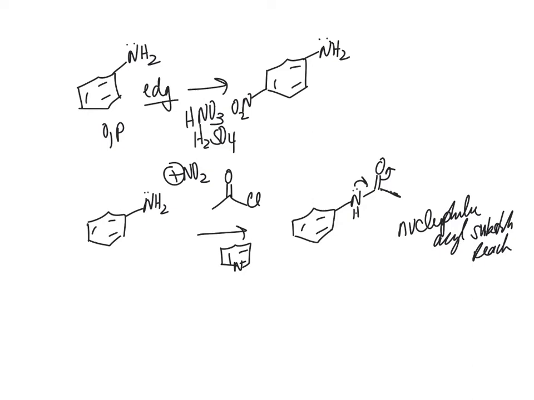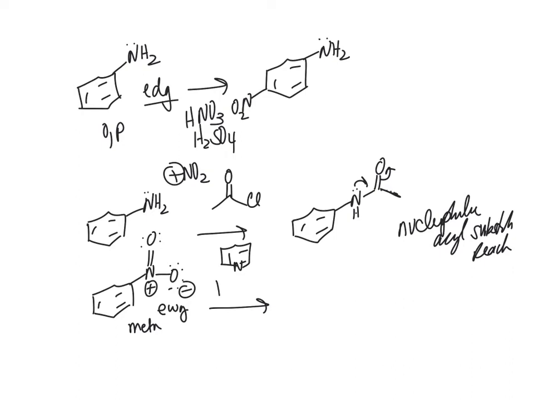A nitro group is an electron withdrawing group, so that is going to be a meta director. But if you want to make it an ortho-para director, then you can reduce it. So remember zinc, mercury, HCl, or any kind of metal, and that will reduce your nitro group to an NH2. Now those are electron donating groups, and they're going to be ortho-para directors. So let's look at a reaction scheme.